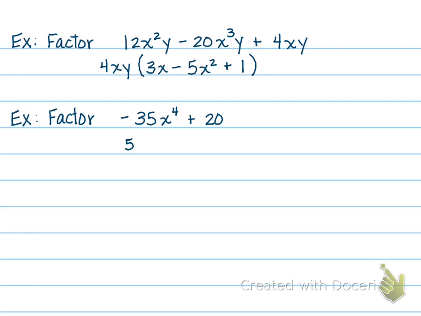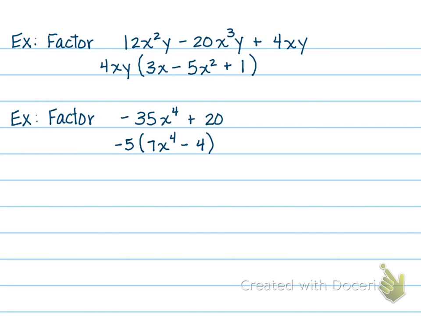But instead of a 5, we're going to take a negative 5 out. And so that gives me 7x to the 4th in my first term. And then I have a positive 20. Taking a factor of negative 5 out gives me a negative 4.